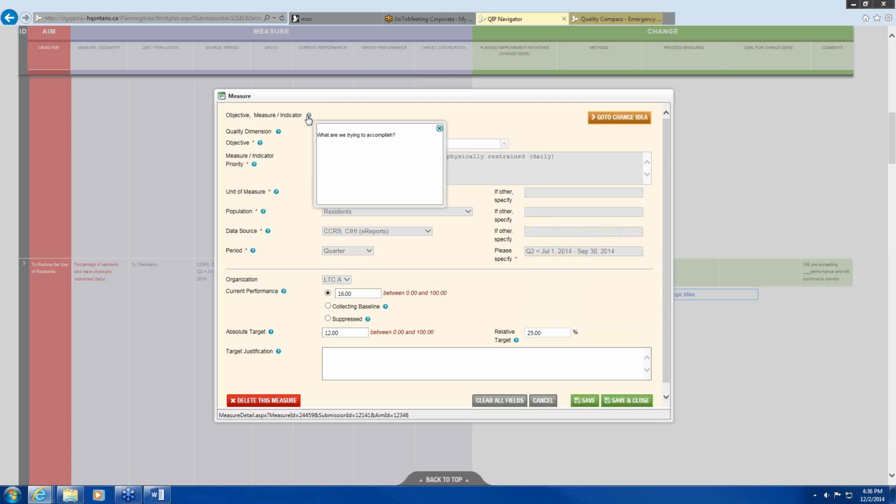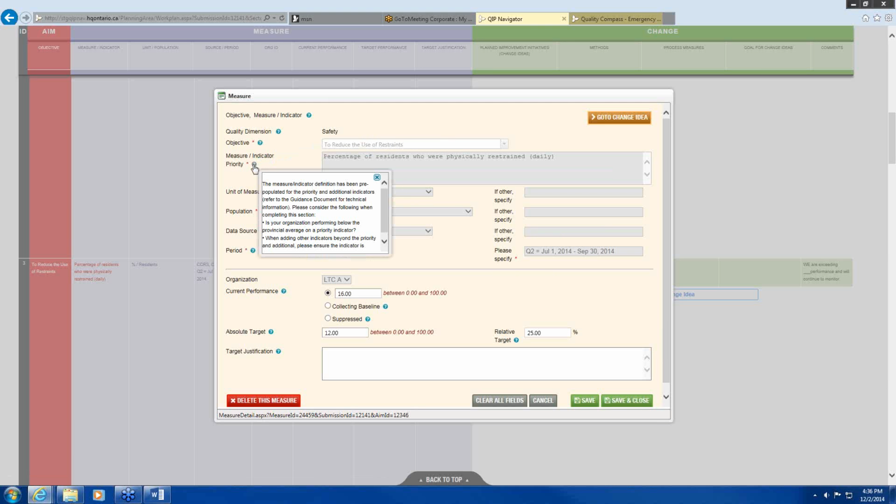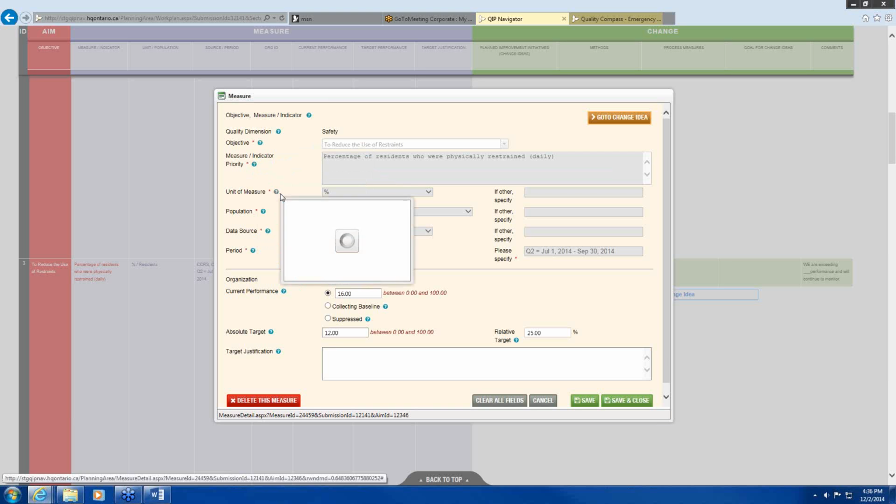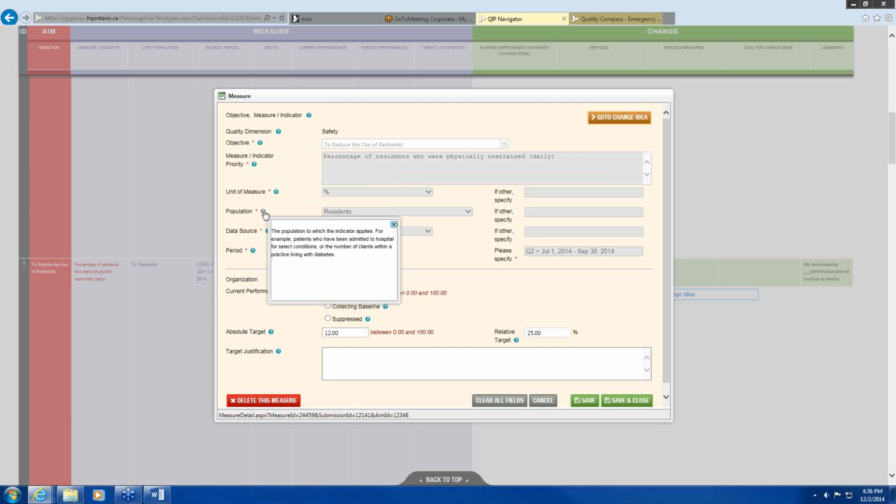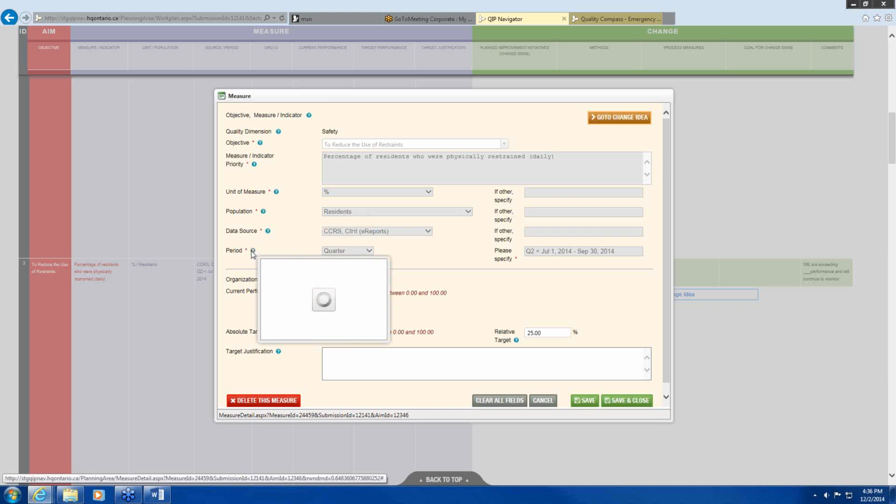Just to let you know that each of these hover help boxes has a little description about what should be in those little boxes. The gray ones you cannot change because they are priority indicators. If you do want to change the population or the unit of measure or the time frame, then you have to create your own indicator.